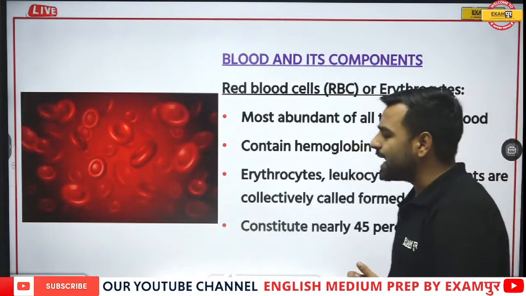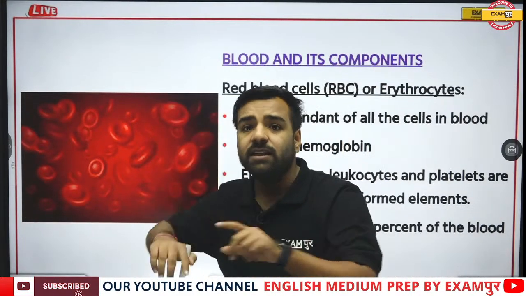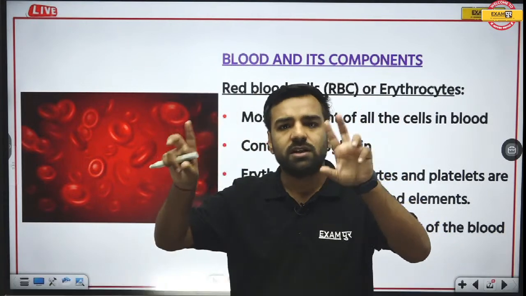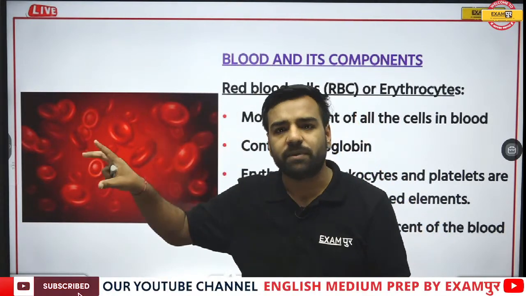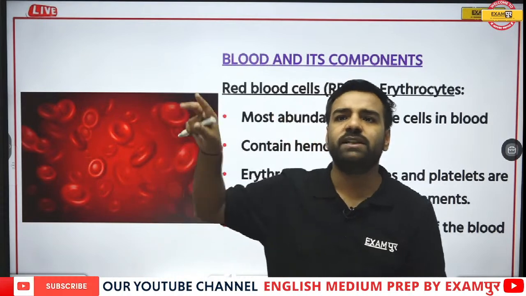Now, if I talk about RBC, what is RBC? We discussed blood corpuscles. Blood corpuscles were 45%, in which RBC, WBC and platelets were there.